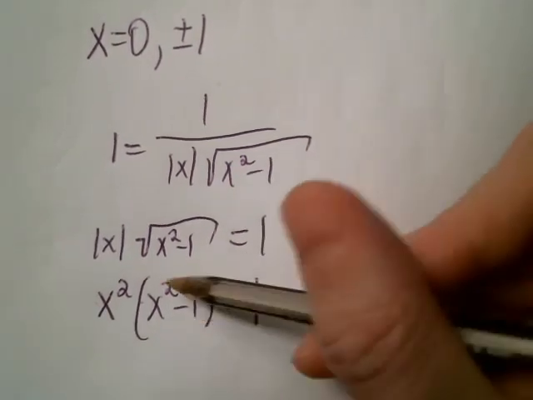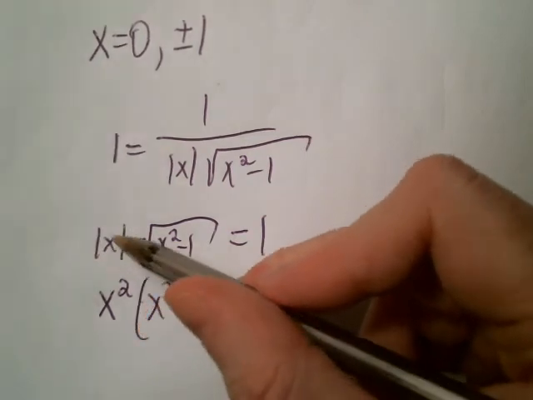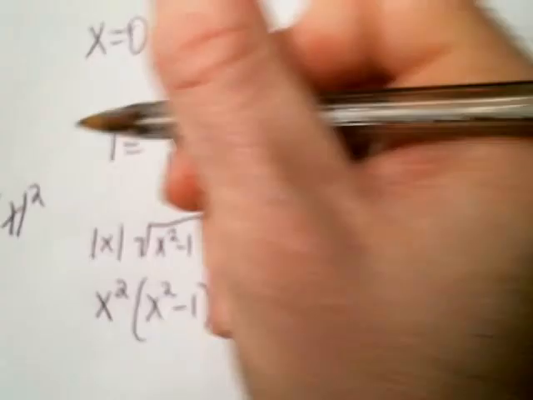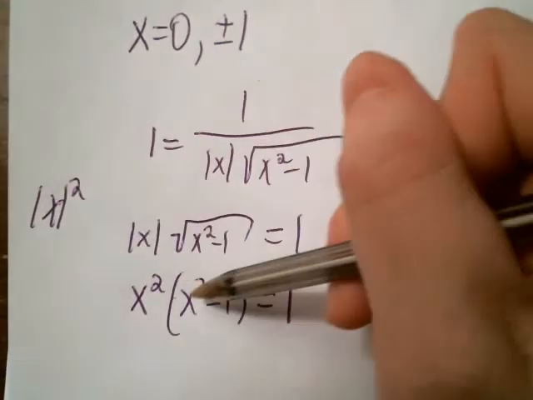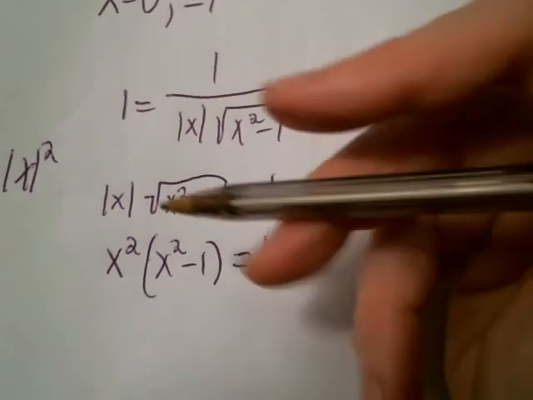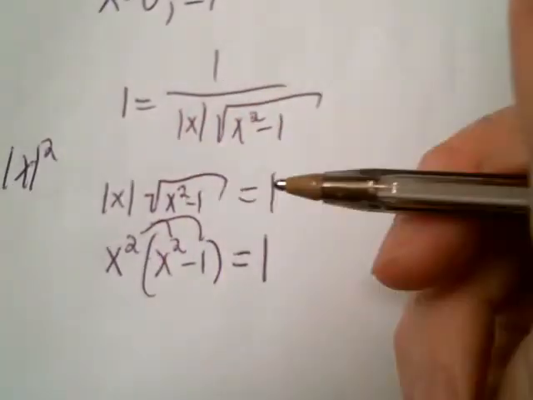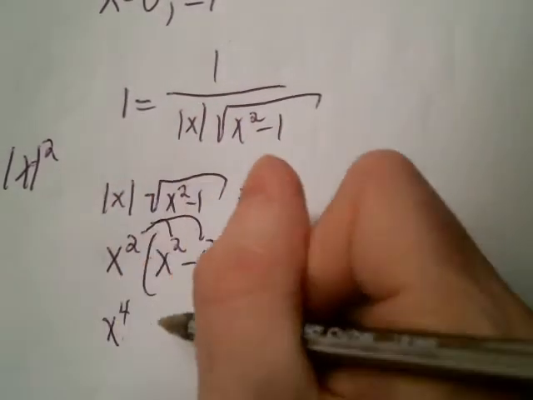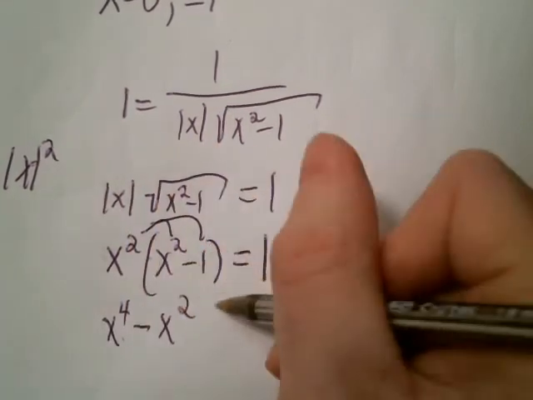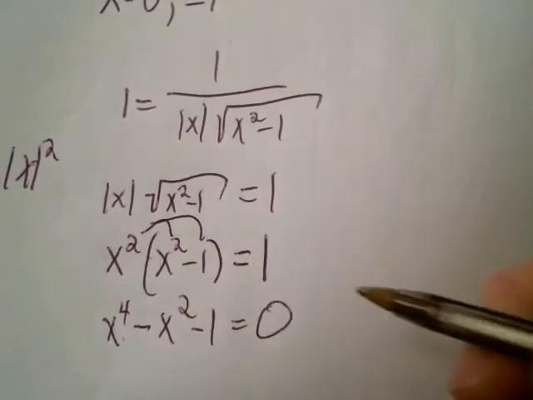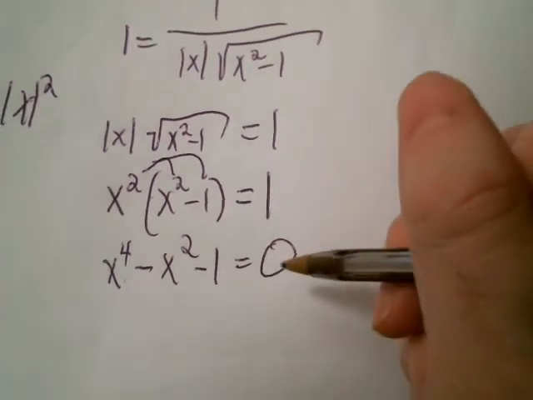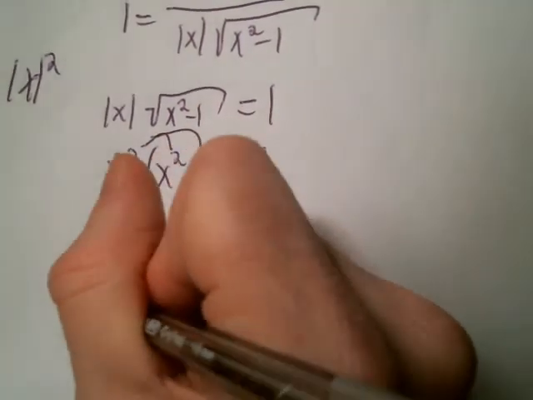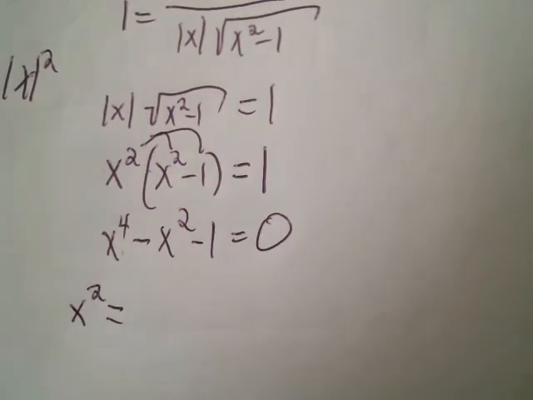Over here, when I squared this absolute value, literally it's x absolute value squared. But anything squared is going to be positive, so you no longer need the absolute value for this thing. Okay? You can distribute, so you get x to the 4th minus x squared, and then you can move this 1 over here. And then you hope to factor it, but obviously it's not going to factor. So you go to the quadratic formula and see if that's going to give you any help.